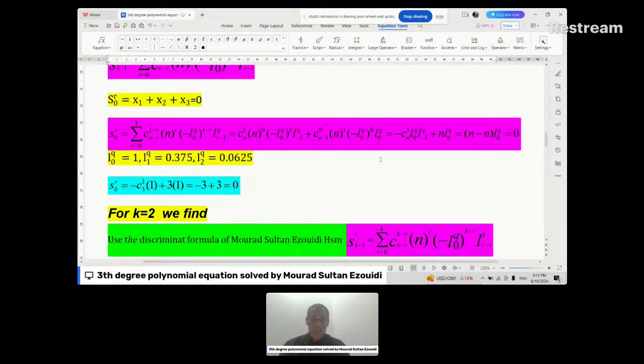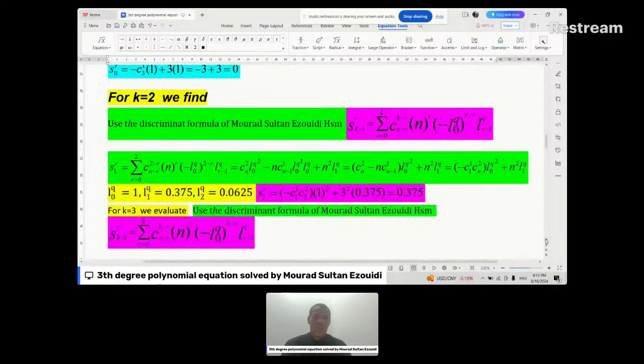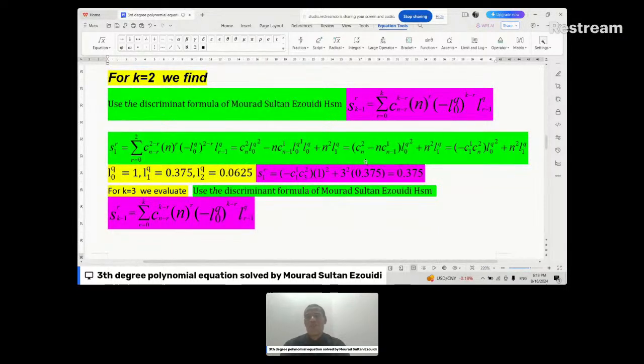This one has been derived from this. When putting k equals 0 in my discriminant formula, you will get this formula, n minus n times a0 of order q. We said a0 of order q for any nth degree polynomial equation is always equal to 0. We continue. We want to find S1. To find S1, learners, just put k equal to 2 in the discriminant formula. The discriminant formula is S(k minus 1) of order r equals the sum from 0 to k of combination n minus r choose k minus r, n raised to the power r between parentheses negative a0 of order q raised to the power k minus r times L(r minus 1) of order q.